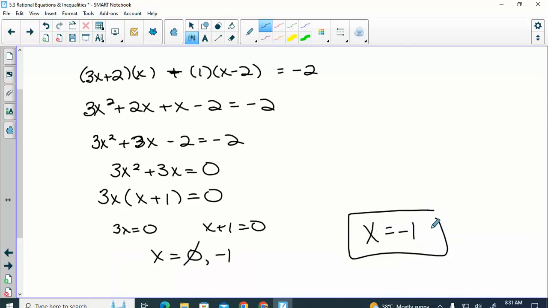Is 0 always going to be something x cannot equal? No, only if the denominator is just a single term. If you have a plus or a minus in it, it's not.